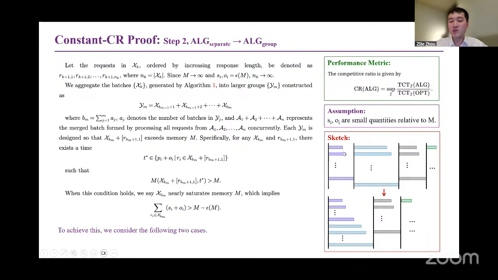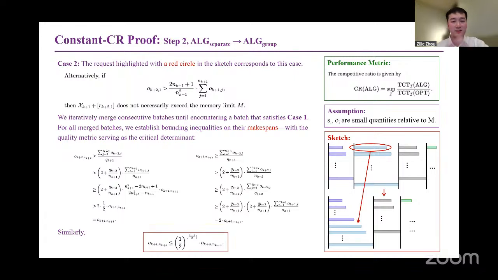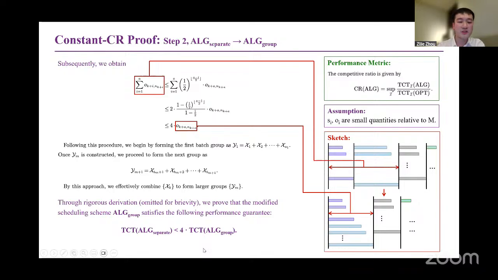Because each of them may not use the full memory, let's just try to put them together. And how many batches should we put? We should put batches together until adding one more batch to the current batch would violate the memory constraint at some time point. This part is called AlgGroup, and although it's a little bit complicated mathematically, we find that the total completion time of ALG-separate can be bounded by 4 times the total completion time of AlgGroup.